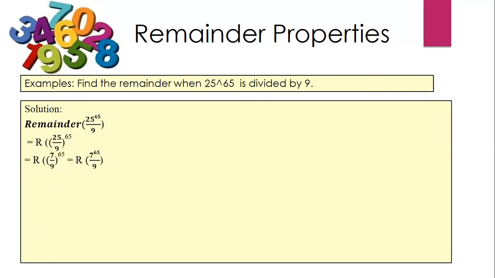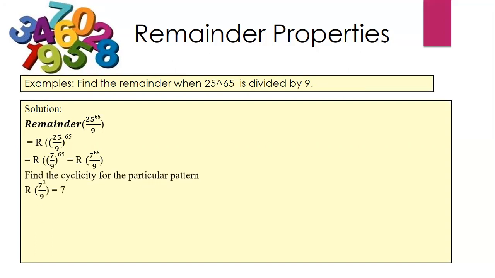25 when divided by 9, we get 7. So 7 by 9 to the whole power 65. Now 7 is less than 9, but we have the power 65, so we need to bring the power inside. So 7 power 65 when divided by 9, what is the remainder? Since 7 power 65 is a huge number, we need to go for simplicity.